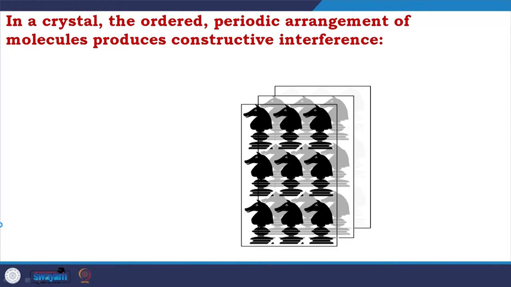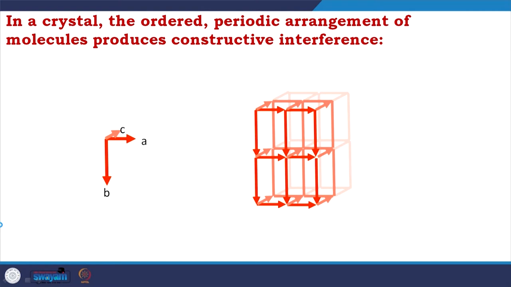We talked about that also. In a crystal, the ordered periodic arrangement of the molecule produces constructive interference. If you look at a crystal, this is one axis, then another axis, and then the third axis. So the crystal is organized in a very beautiful, compact 3D arrangement. But if somehow this 3D arrangement did not form properly, there would be a problem, and this problem would be identified by looking at the diffraction pattern.